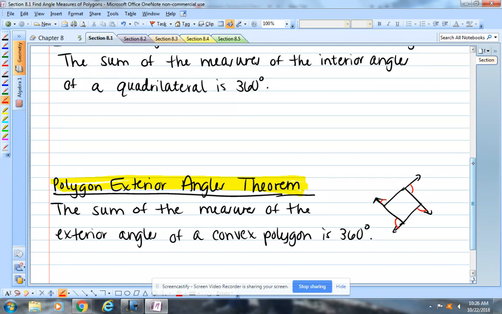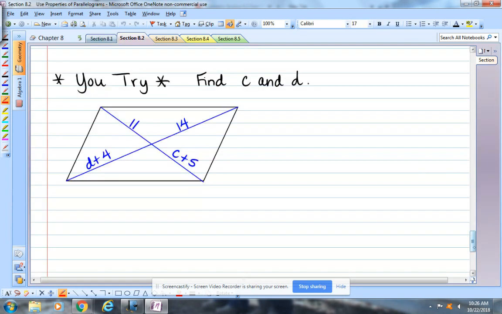All right, can we go on to section 8.2? Good. All right, so let me scroll up to the top.